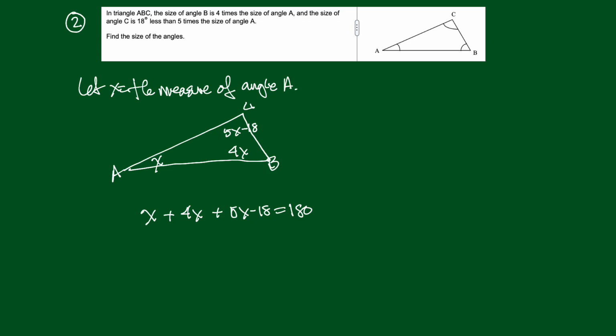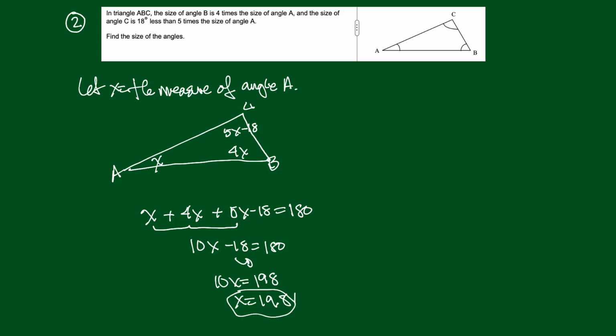So what do we get here? x and 4x is 5x and another 5x. 10x minus 18 is 180. Let's add that 18. So we'll get 10x equals 198. And divide by 10, we'll get x equals 19.8. All right, now what is x? This is the measure we assign to angle A. So now we still have to get B and get C.